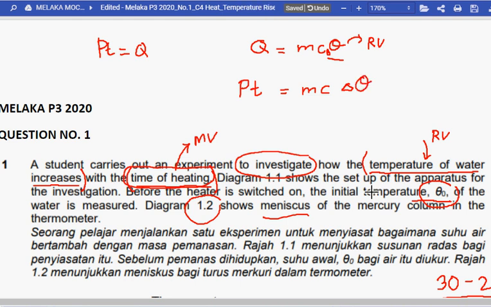Now you can see that this is your responding variable, and then t here is the heating time. So this is your manipulated variable. So it means that your constant variable can be P, the power of the heater, can be m, the mass of the water, can also be c, the specific heat capacity. So any of these three can be given 1 mark. So the power of the heater, mass of the water, or the specific heat capacity of the water, the liquid.